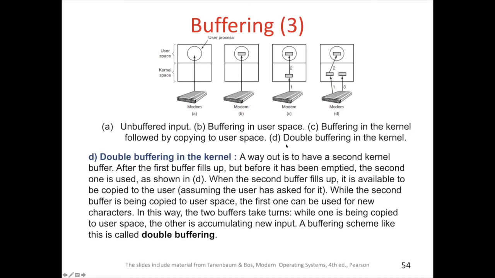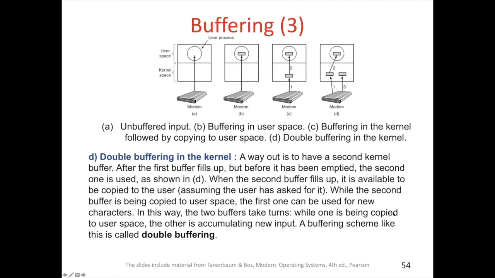In part D, double buffering in the kernel is shown. A way out is to have a second kernel buffer. After the first buffer fills up, but before it has been emptied, the second one is used, as shown in D. When the second buffer fills up, it is available to be copied to the user, assuming the user has asked for it. While the second buffer is being copied to user space, the first one can be used for new characters. In this way, the two buffers take turns.